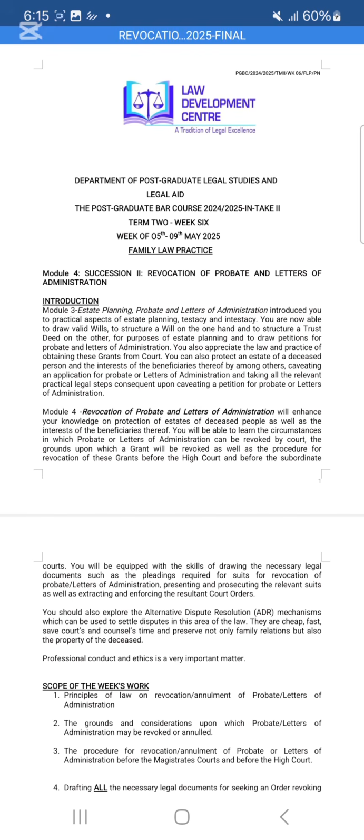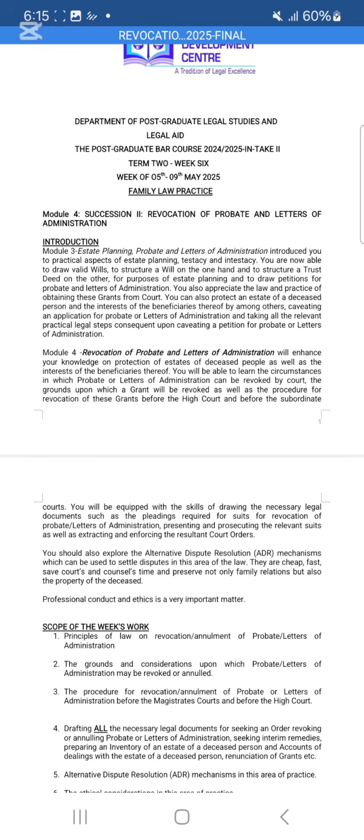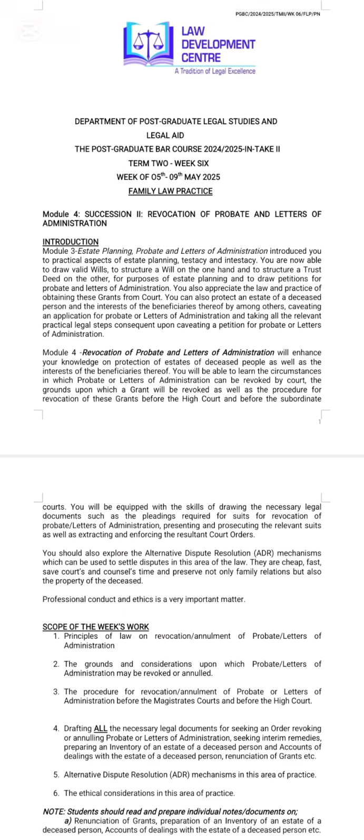So for the purposes of this workshop, we shall be looking at, if you already have the letters of administration, how can they now be revoked? How can they now be revoked or cancelled?